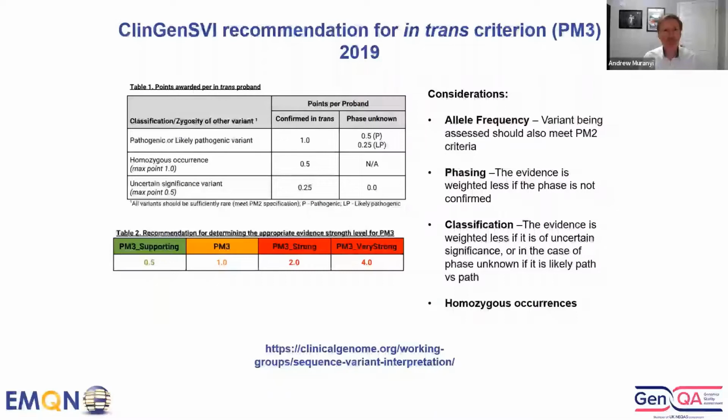Another such recommendation is how to use the in-trans criteria, or PM3. Considerations to use for this include allele frequency, phasing, classification, and the homozygous occurrences. Essentially, there's a scoring criteria based on the strength of the in-trans pathogenic variant you're seeing the variant with, how many times it occurs, and whether it's confirmed phase or not. Then you add up your points, and there's a second table where you can figure out which strength of evidence you should use for this.